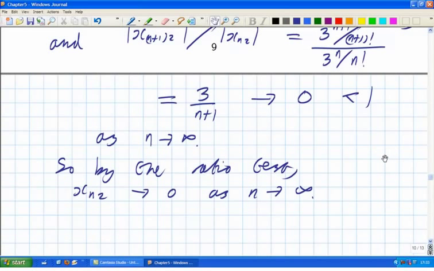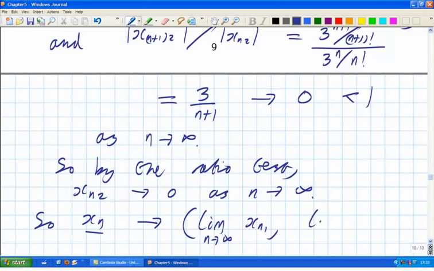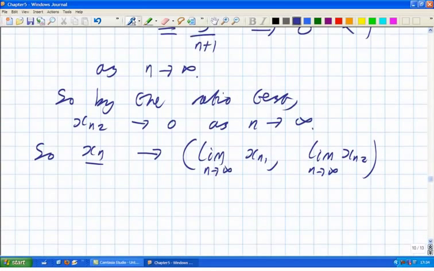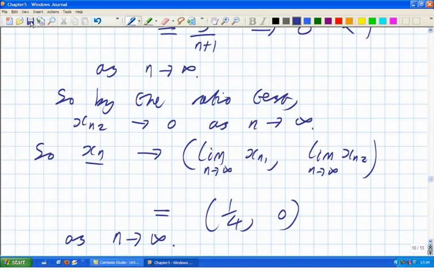So xn1 tends to a quarter, xn2 tends to 0. So xn tends to the limit as n tends to infinity of xn1, and the limit as n tends to infinity of xn2, which equals (a quarter, 0) as n tends to infinity. And that does that now. Of course, if either of the sequences hadn't converged, then it wouldn't be a convergent sequence. Coordinate-wise convergence means all of the coordinates must converge, and they must converge to the target vector's relevant coordinate as well.